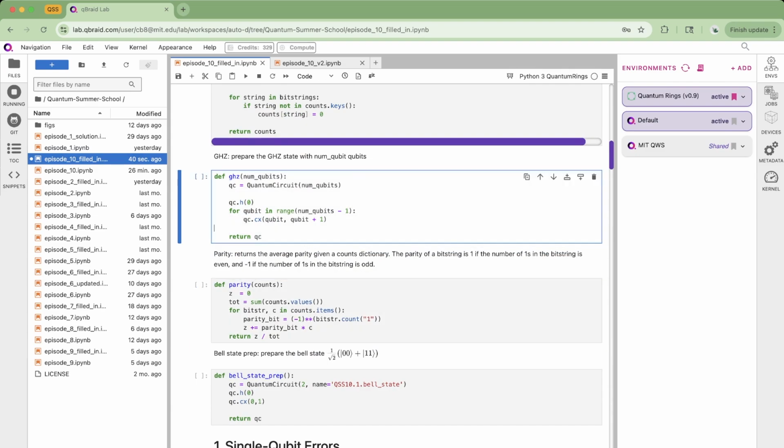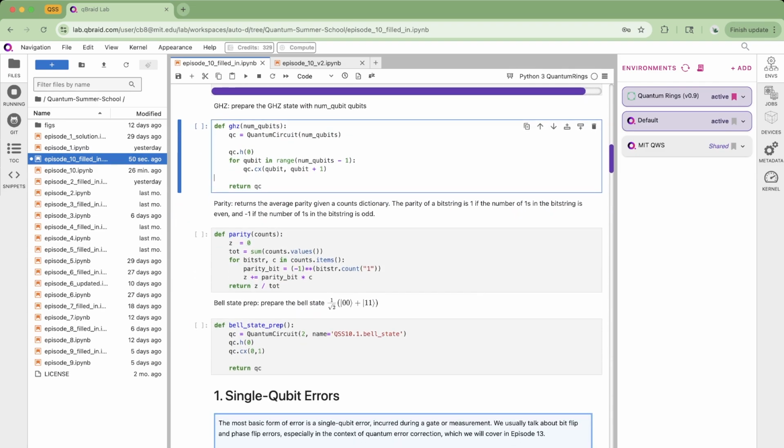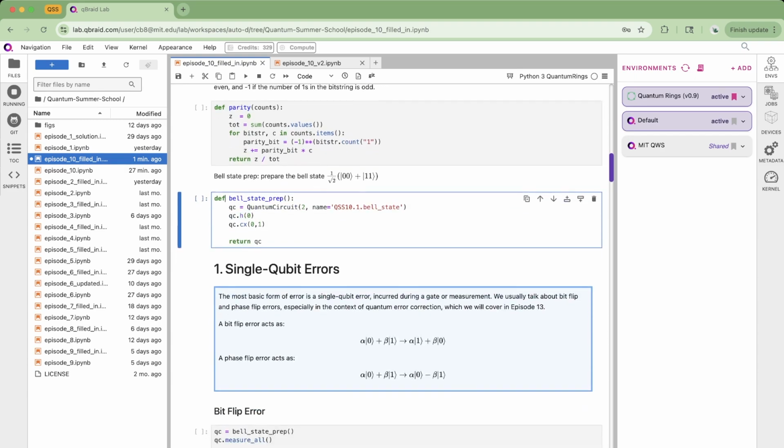This is a function which tells you the average parity, given a counts dictionary, which is a result from running a measurement. The parity of a bit string is 1 if the number of ones in the bit string is even, and it's -1 if the number of ones is odd. So it just finds the parity of every bit string that was measured and takes the average of that. We're going to use that later in the last part of this. And then there's a Bell state preparation circuit too.